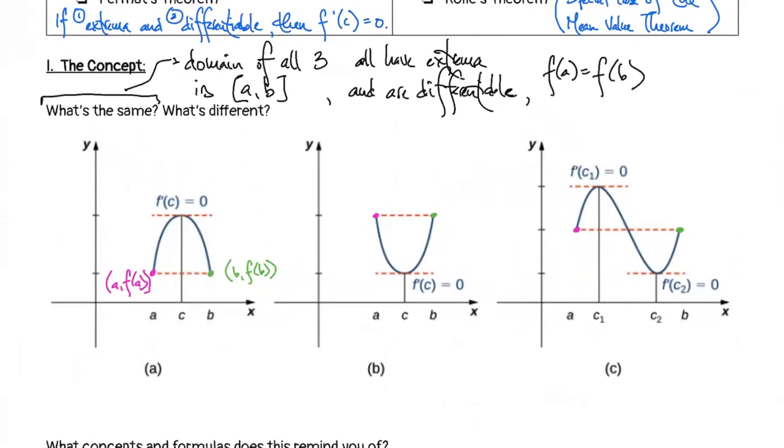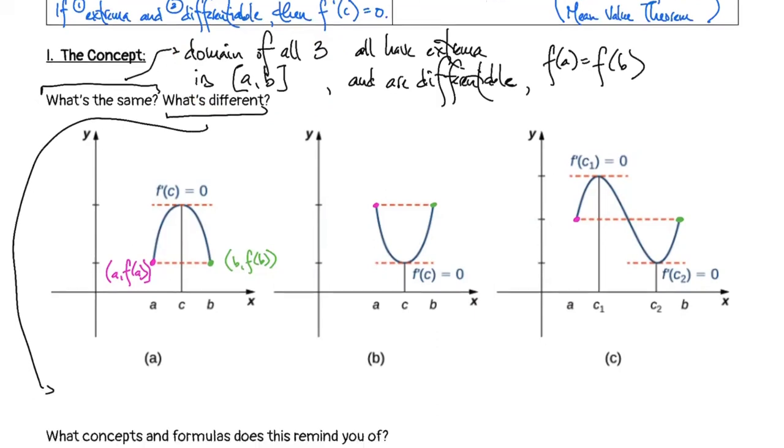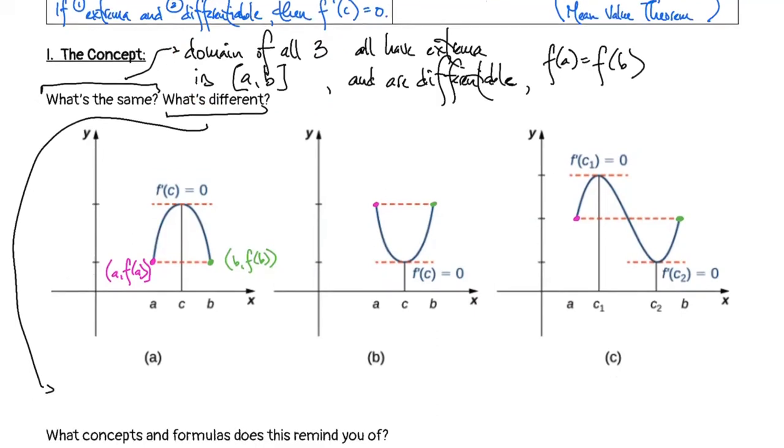Okay, and that is super important to connect to the fact that they are the endpoints of the domain. All right, so those are all the similarities. What are some things that are different? What are some things that are different about these graphs?